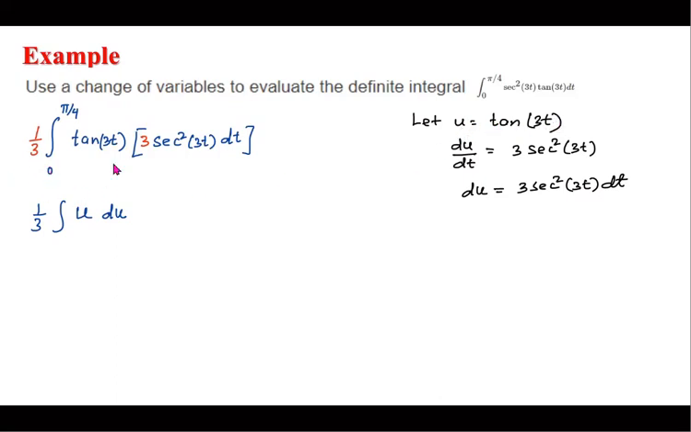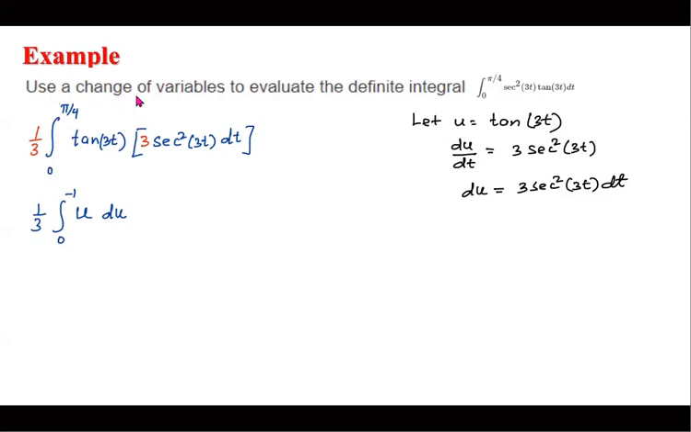If you plug in lower limit 0, that means u equal to tangent 3 times 0. Tangent 0 is 0. So the lower limit will be 0. And then if you plug in the upper limit, u will be equal to tangent 3 pi over 4, which is -1. So that integral becomes this one.